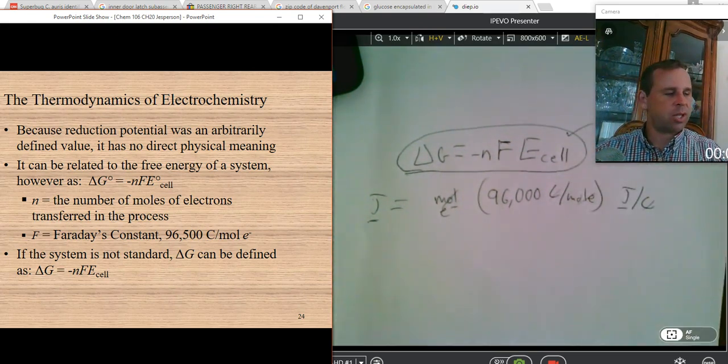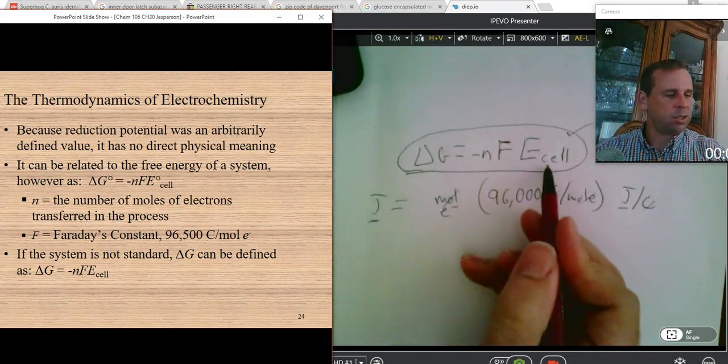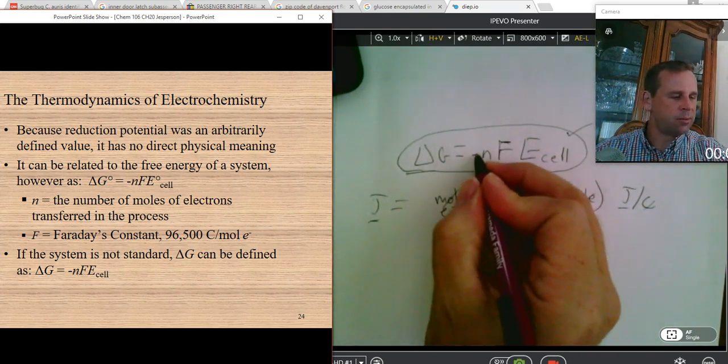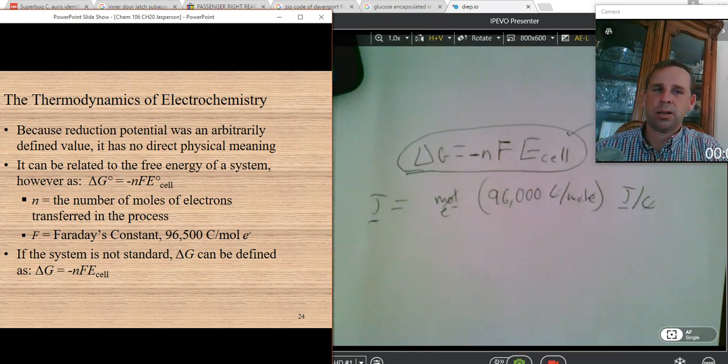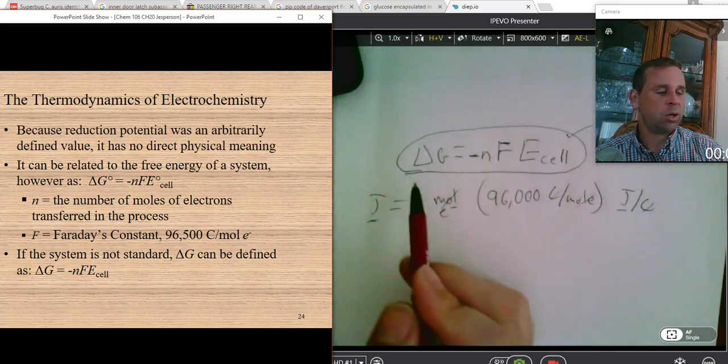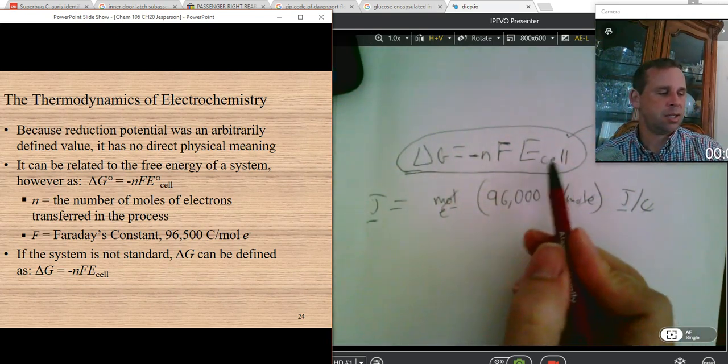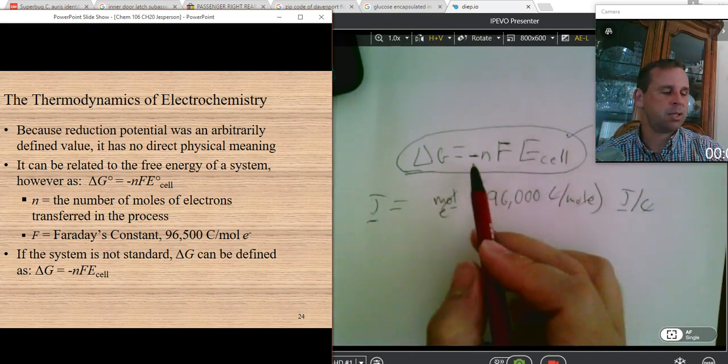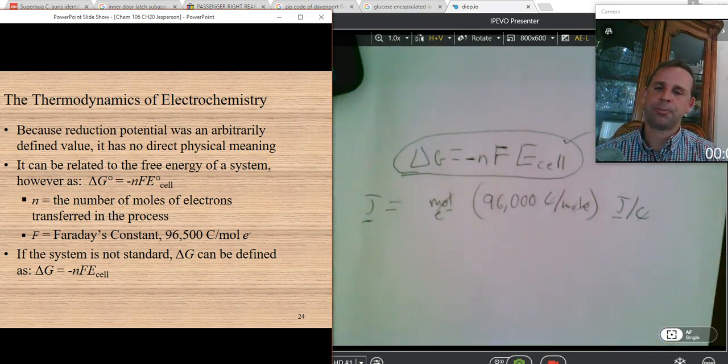And again, this equation allows you to go from delta G to the E cell. Notice there's a negative sign there, right? Now, this was just an electrochemical decision a long time ago to have E cell be positive. It developed in different areas in the chemical world. So delta G is always negative if it's spontaneous, and E cell is positive if it's spontaneous. So we have a negative sign in there.